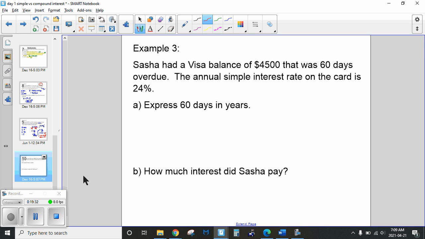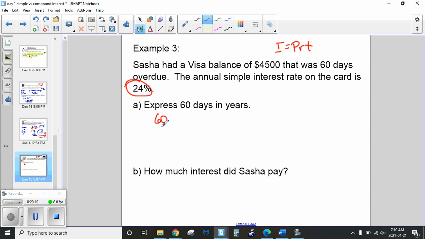So Sasha had a Visa balance of $4,500 that was 60 days overdue. The annual simple interest rate on the credit card is 24%. Ouch. That's a big interest rate. First off, we're going to express 60 days as a number of years. So for simple interest, remember the equation is I equals PRT, and T is always in years. So let's make that change first.